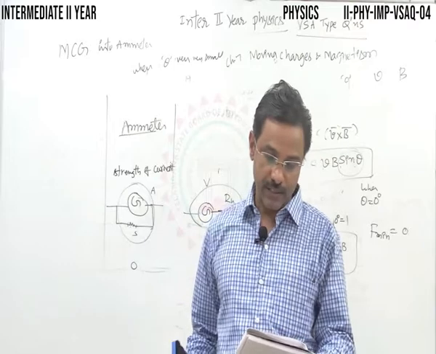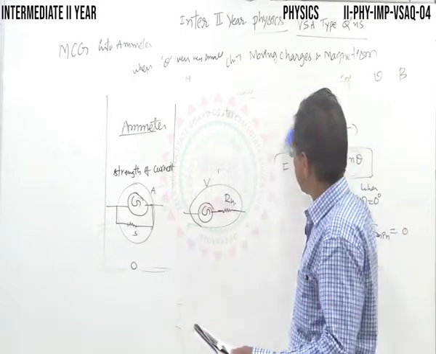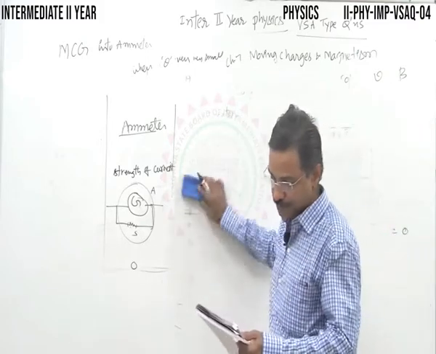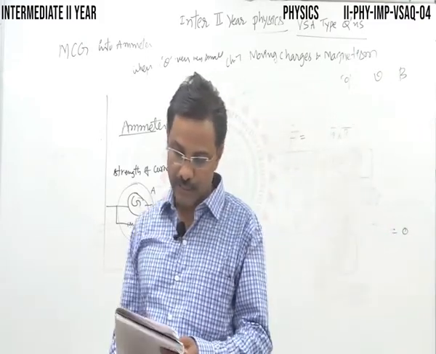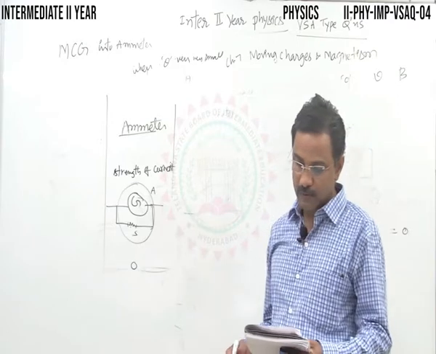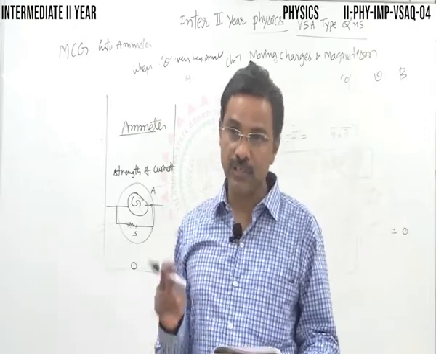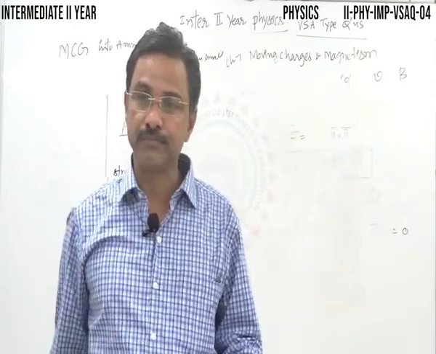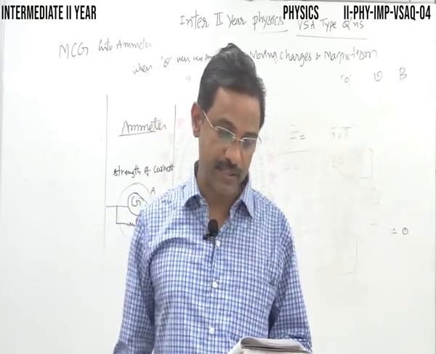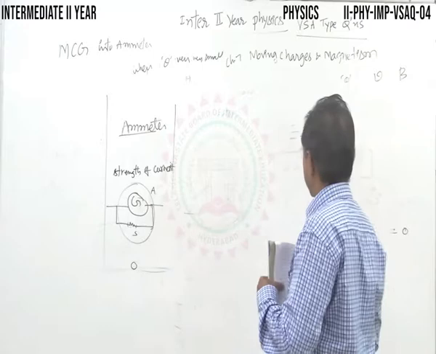So next bit: write an expression for magnetic induction at any point on the axis of a circular current carrying coil. I repeat, write an expression for magnetic induction at any point on the axis of a circular current carrying coil. This is one of the important applications of Biot and Savart's law.